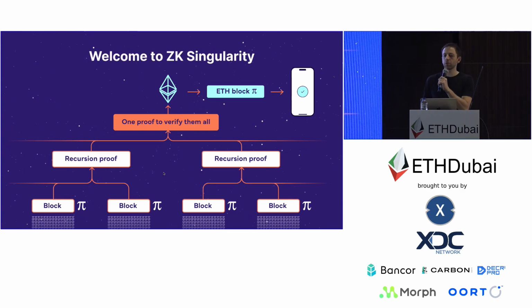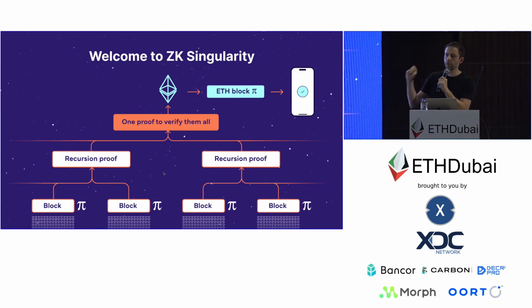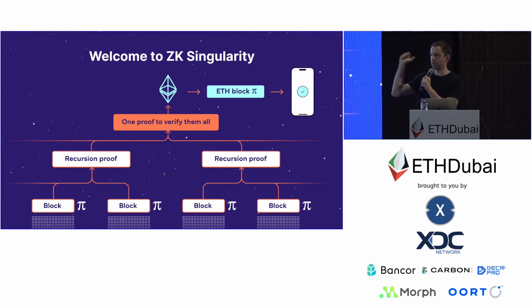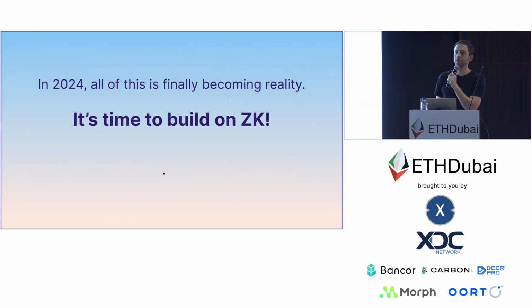And this is what I call the ZK singularity: a single ZK proof that verifies everything from your phone in 1 second. And this is happening this year, and it's time to build on ZK.